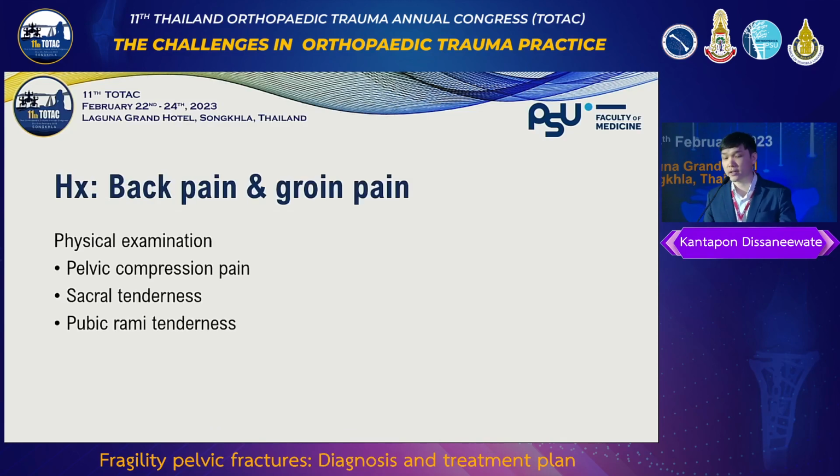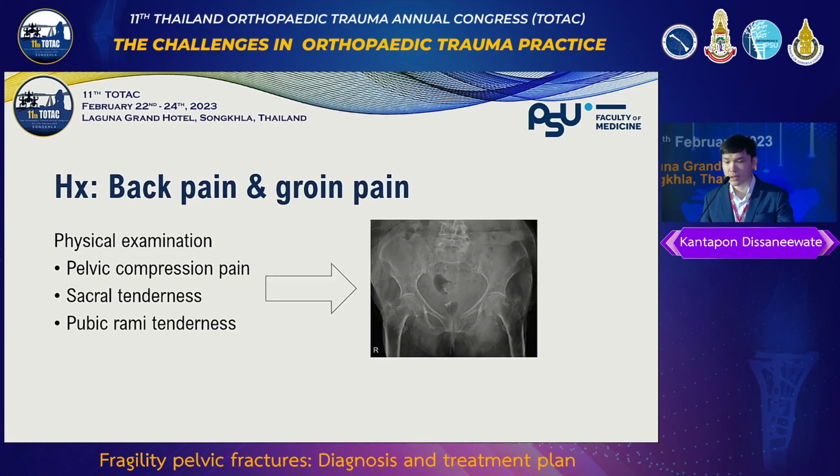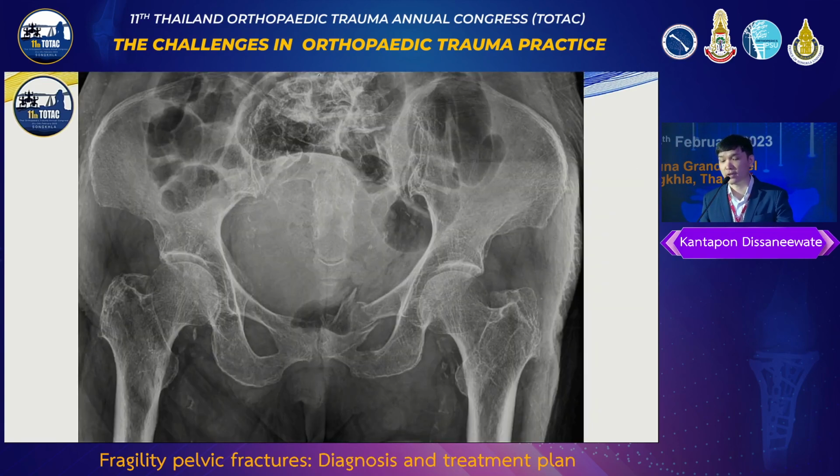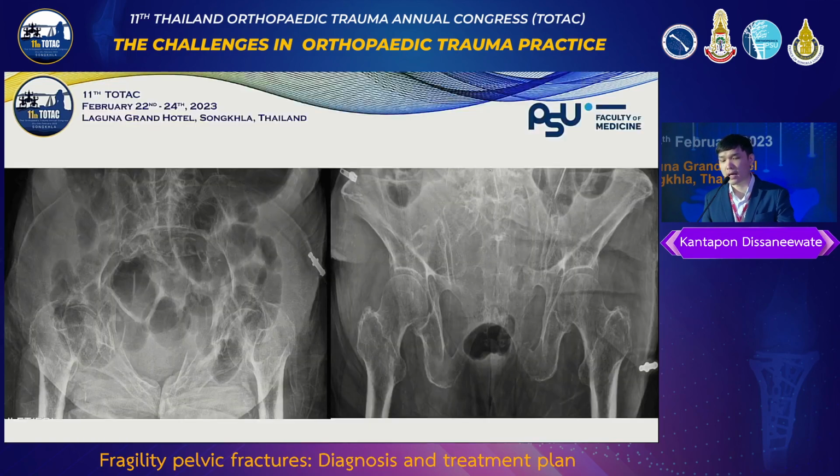So the clinical presentation would come with back pain and groin pain, and from physical examination, you can see sometimes they have pelvic compression pain, sacral tenderness, or pubic rami tenderness. So if they come like this, you should send for an AP pelvis film and also an LS spine film. So take a closer look at the film. We can see that in this patient there is a displaced fracture of the superior and inferior pubic rami on the left-hand side, and the inlet and outlet films also show the same thing. We cannot see clearly what happened on the posterior pelvic ring.